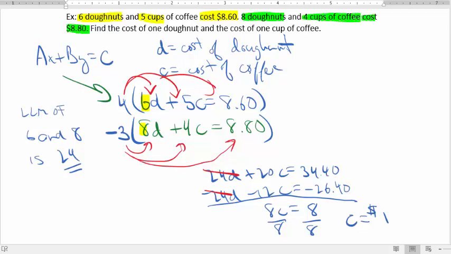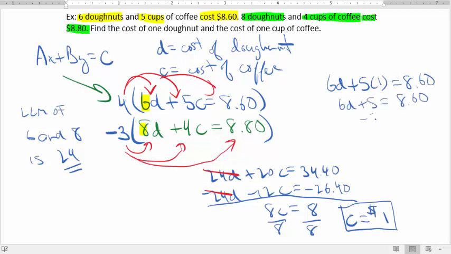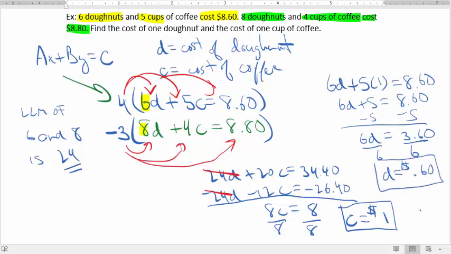So the cost of a coffee is $1. And now I'll just replace c with 1 in one of the original equations to find my d. So let's use the top one. I'll say 6d plus 5 times 1 equals 8.60. So 6d plus 5 equals 8.60. Subtract 5, so 6d is 3.60. Divide by 6, so a donut costs 0.60, which is 60 cents. So the coffee is $1 and the donut is 60 cents.